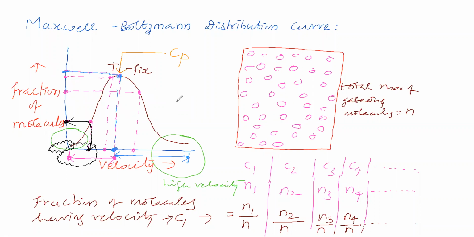Now when the temperature increases, some molecules will have C1 velocity, some will have C2 velocity, some C3, some C4, and so on, going on to C5, C6 like this. What about the number of molecules? N1 molecules have velocity C1 when the temperature is T1. What about the number of molecules having velocity C1 at temperature T2?